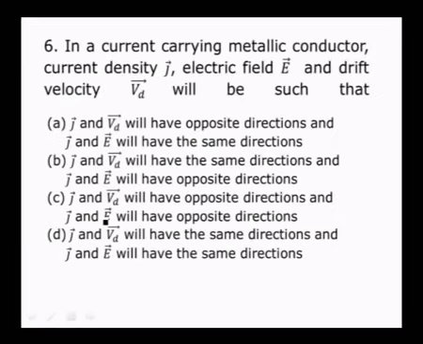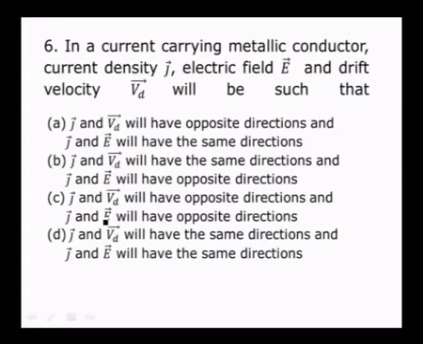In a current carrying metallic conductor, the current density J vector, electric field E vector and drift velocity Vd will be such that, we are given 4 different options. First option, J and Vd in opposite direction and J and E in the same direction. Second option, J and Vd same direction, J and E opposite direction. Option C, J and Vd opposite direction and J and E opposite direction. Option D, J and Vd same direction, J and E same direction.